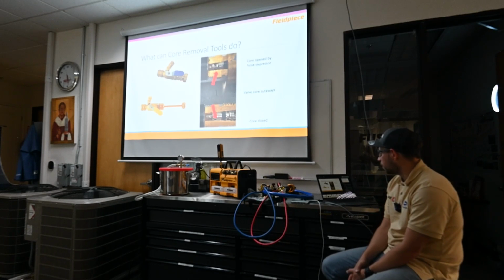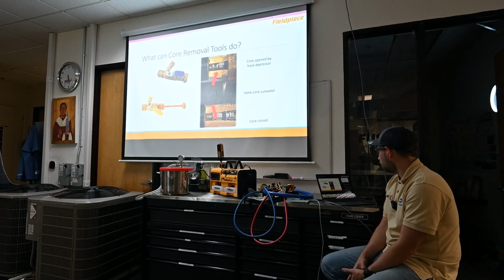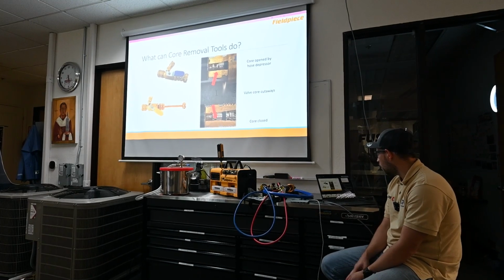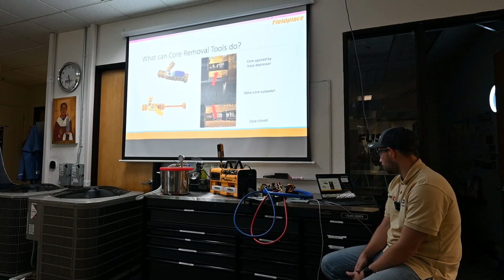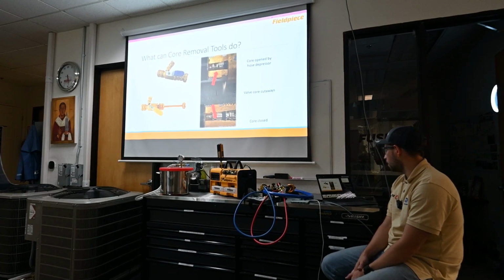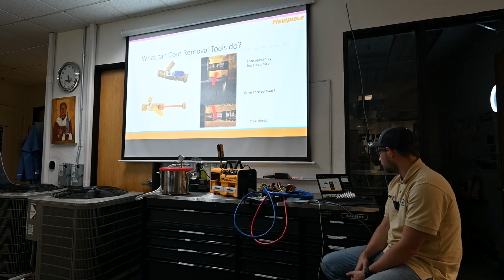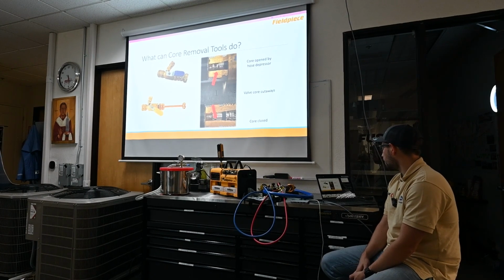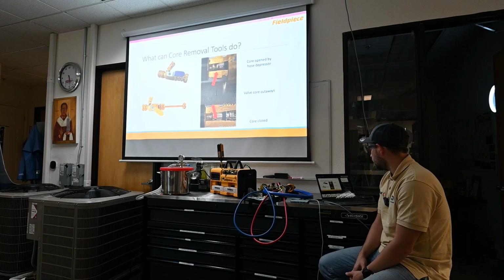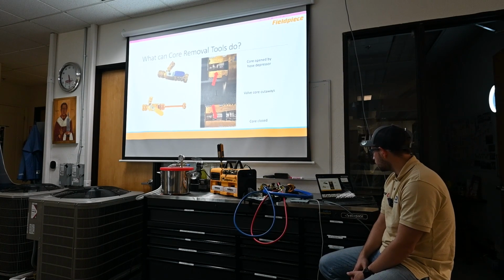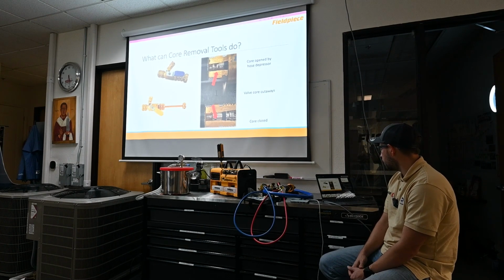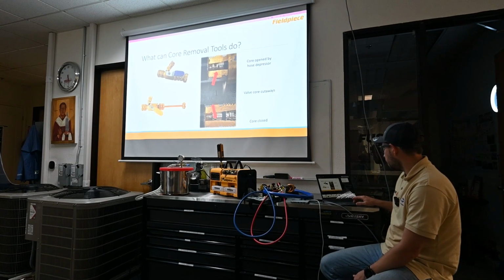What can core removal tools do? Core removal tools, originally designed for replacing leaking cores while the system was under pressure, remove the core for increased flow during vacuum. Removing a valve core and core depressor increases the capacity of a water hose from 0.2 cubic feet per minute to 0.8 cubic feet per minute.